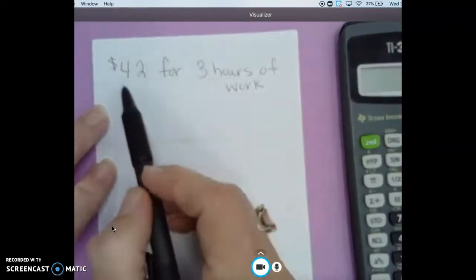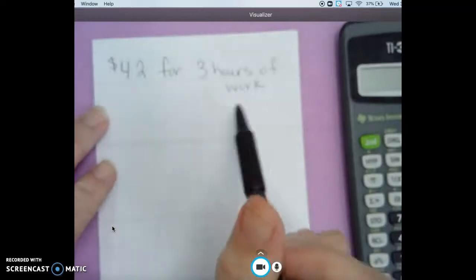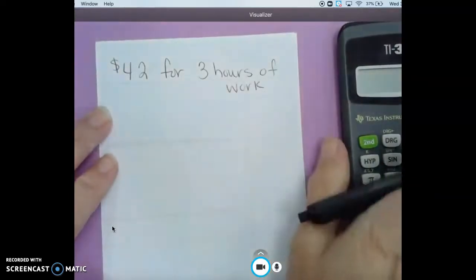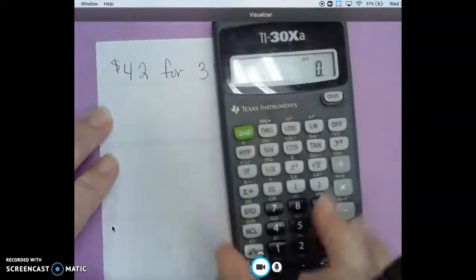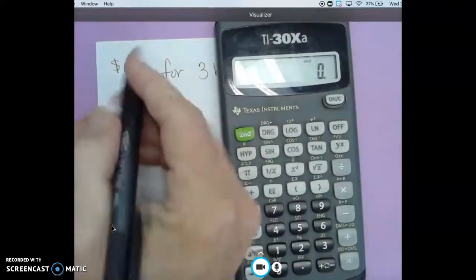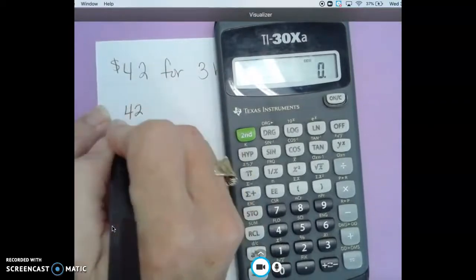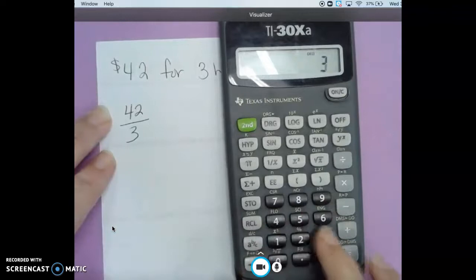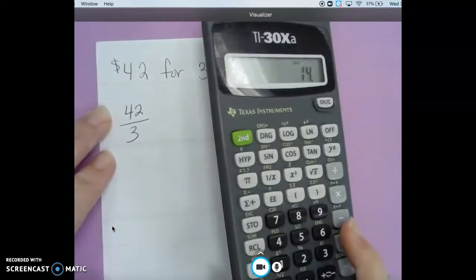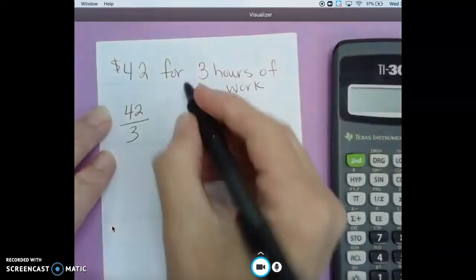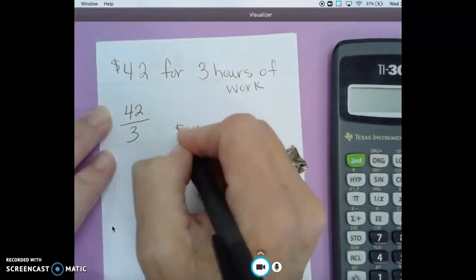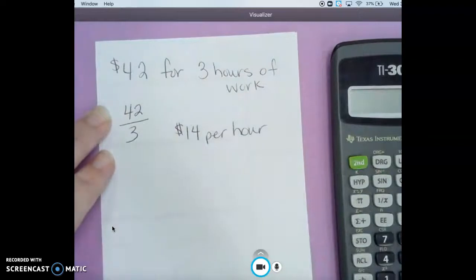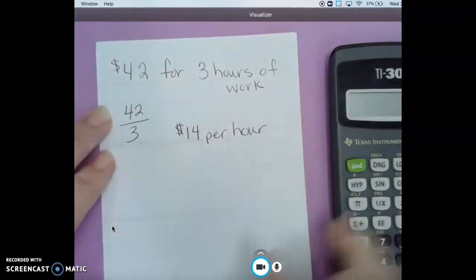So if I tell you that if you work 3 hours, that I will pay you $42, I want to know how much that is per hour. So remember, money's going to come first. So 42 divided by 3. 42 divided by 3 gives us 14. So that means that I would pay you $14 per hour, which would be pretty good for a 7th grader especially.